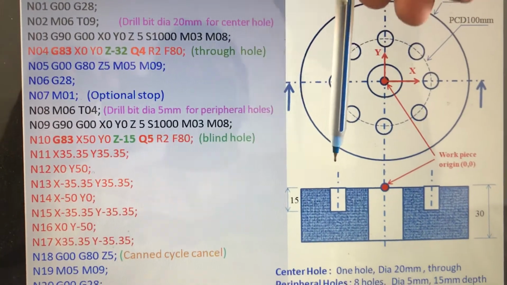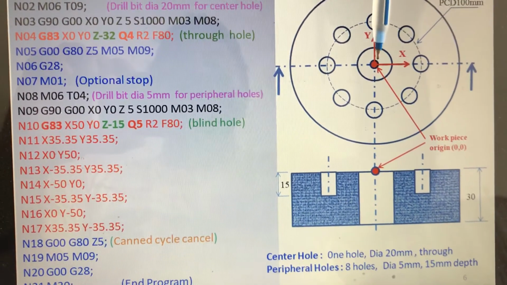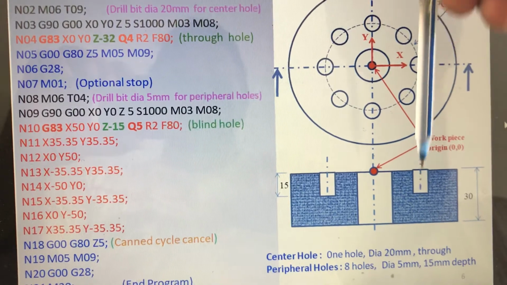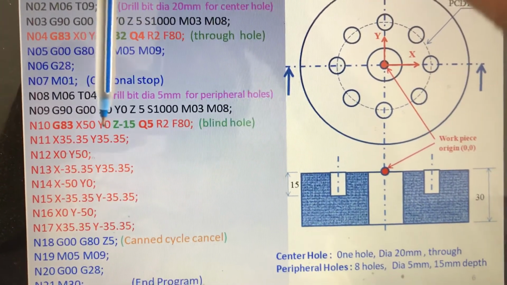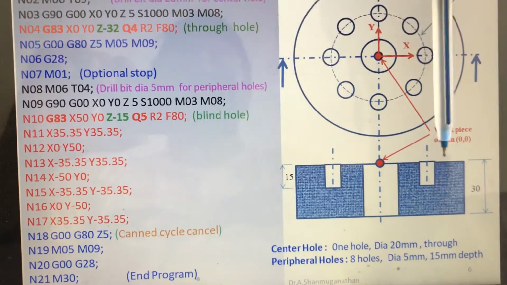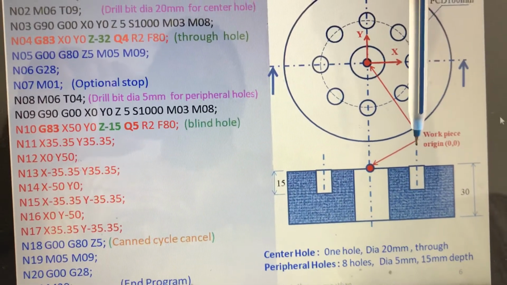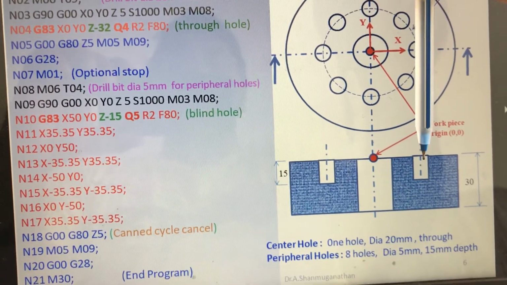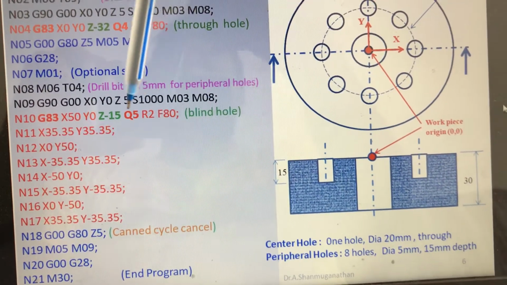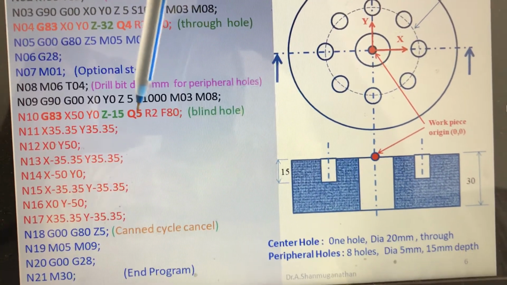And then again we are using peck drilling cycle, and we are directing the tool to go to the point X50 Y0, that means from here it comes to this point, and there we go for drilling. So X50 Y0, Z is minus 15, the depth of hole is given as minus 15, so the drill bit will travel till Z minus 15, but at an incremental value. What is that incremental value? Q is 5, so I have given 5 because the depth of cut is 15, so 5 plus 5 plus 5 is 15. I didn't give 4 here, though I gave 4 before. If I give 4, it will go to 16.